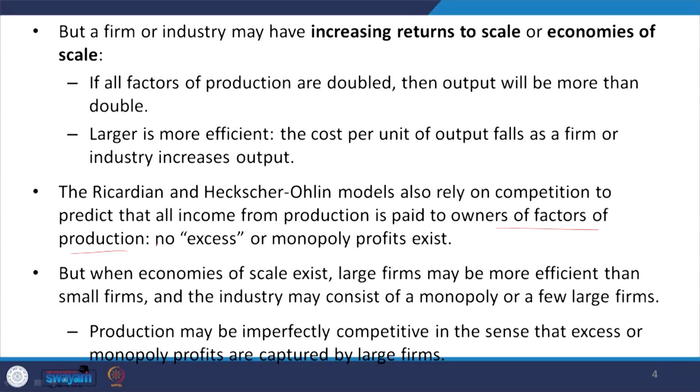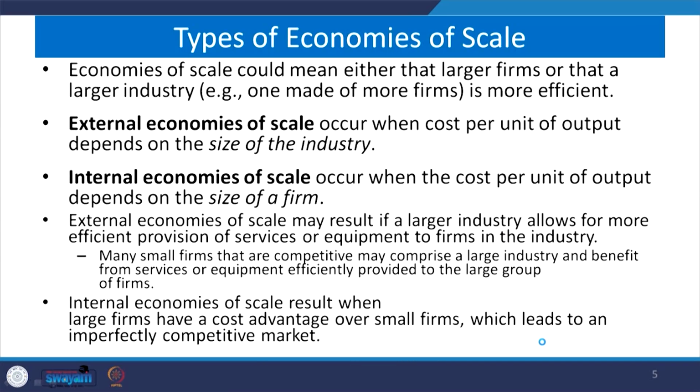So, when economies exist, large firms are usually more efficient than small ones. Therefore, the argument of small versus large is very important. An industry may also consist of a monopoly or a few large firms. So, production may be imperfectly competitive in the sense that excess or monopoly profits are captured by larger firms, as we discussed just before. Now, how do we approach this new theory?